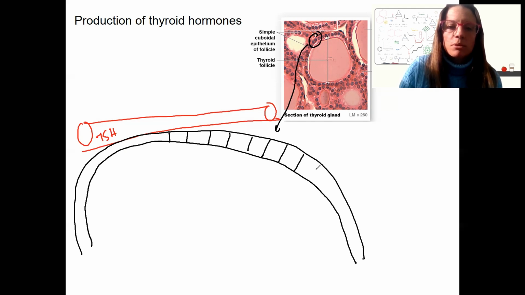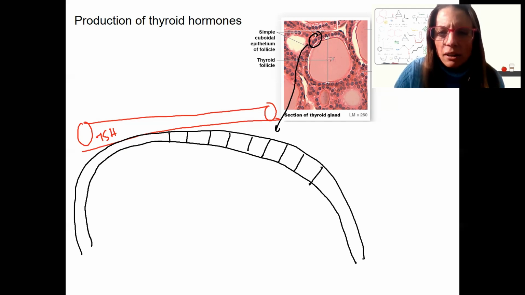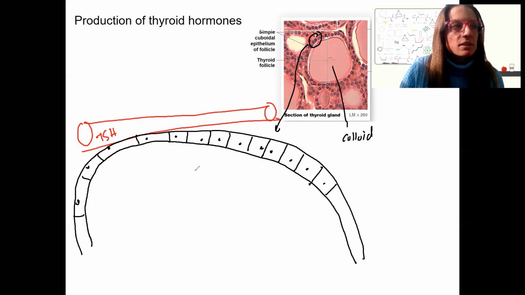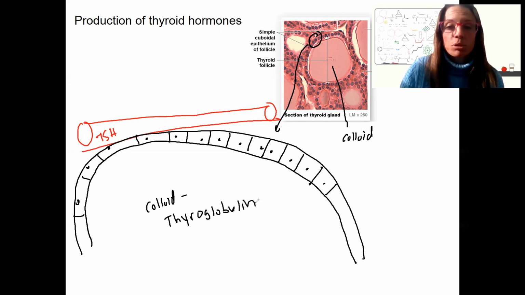They're surrounding what actually is not labeled here. In the middle here, this is colloid. This is pink stuff. You'll see this in lab as well. These all have nuclei. And thyroid hormone is produced in these cells as well as within the colloid. So what's going to happen is we are going to have in the colloid something called thyroglobulin, which is produced in the colloid.